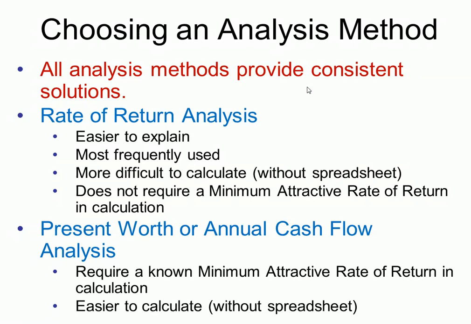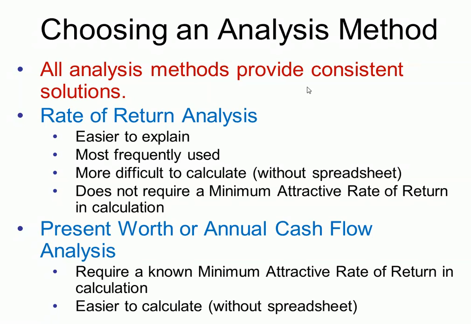So we can also look in terms of choosing an analysis method, and all analysis methods provide consistent solutions. We could use rate of return analysis. Advantages of this method are that it's easier to explain and most frequently used in practice. However, there are some disadvantages. In particular, it requires additional effort in terms of calculations, so it's more difficult to calculate, at least without the spreadsheet. But then it also does not require a minimum attractive rate of return in calculation, and that's a big advantage of the rate of return analysis.